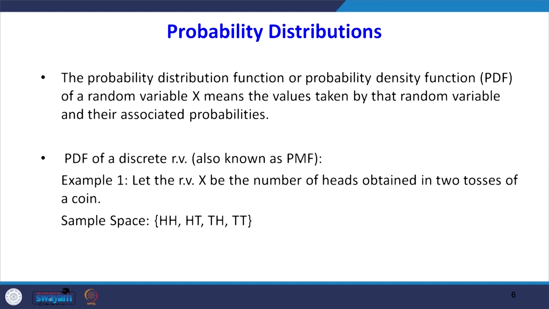If you make a relation between x and the corresponding probabilities p of x or f of x, and plot those points, that will form a distribution. The PDF of a discrete random variable is also known as PMF, probability mass function. Example, let the random variable x be the number of heads obtained in two tosses of a coin. When you toss two times, the first toss you may get head, second toss you may get head, then head tail, tail head, tail tail. So these are the sample space.